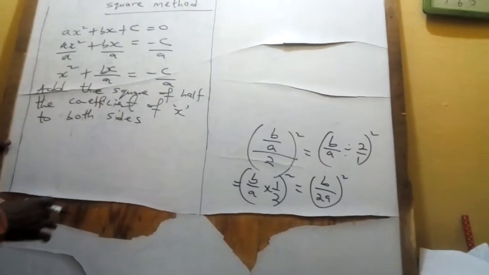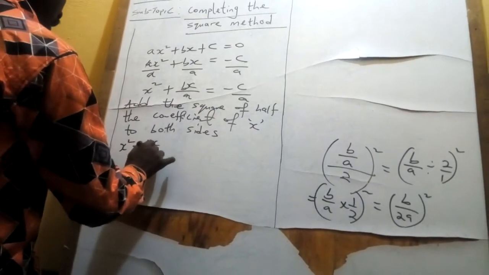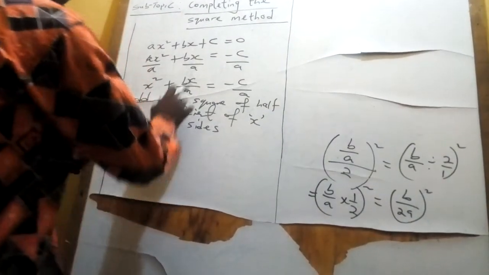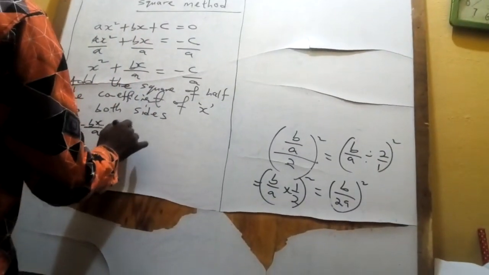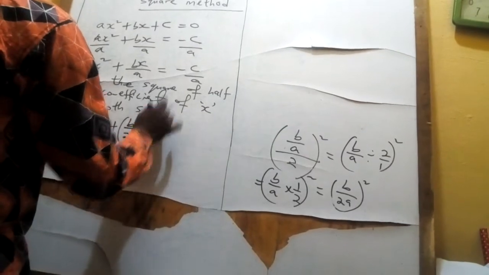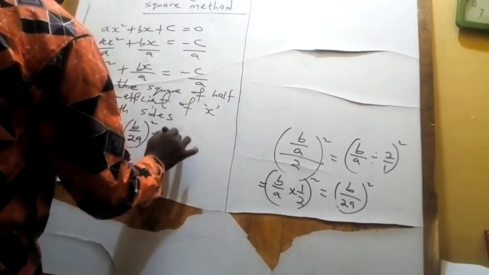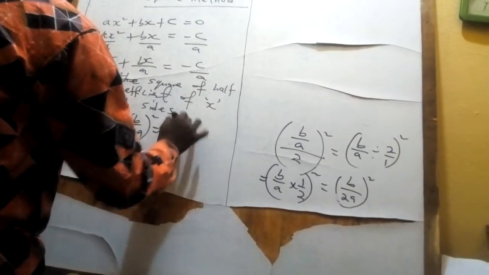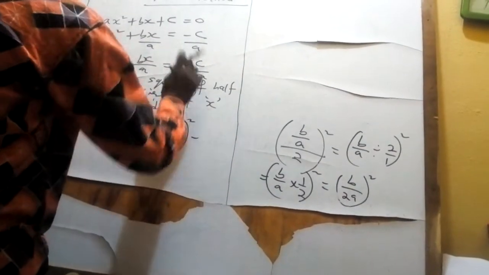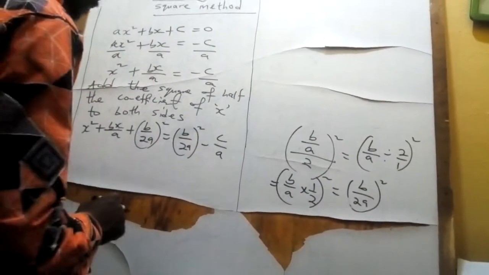So you come here and write x squared plus bx over a plus what now? The coefficient, which is b over 2a squared, equal to what? Minus c, or you pick it as b over 2a squared minus this your c, which is c over a. Did you get it?